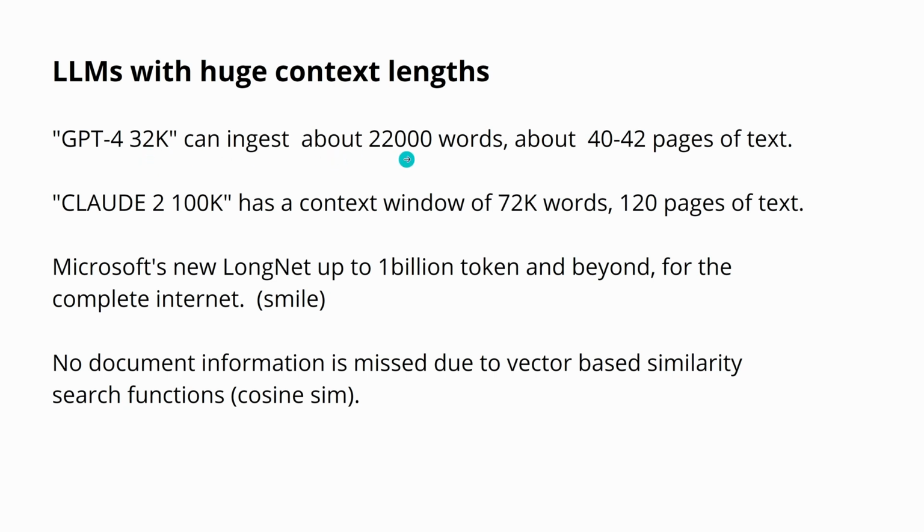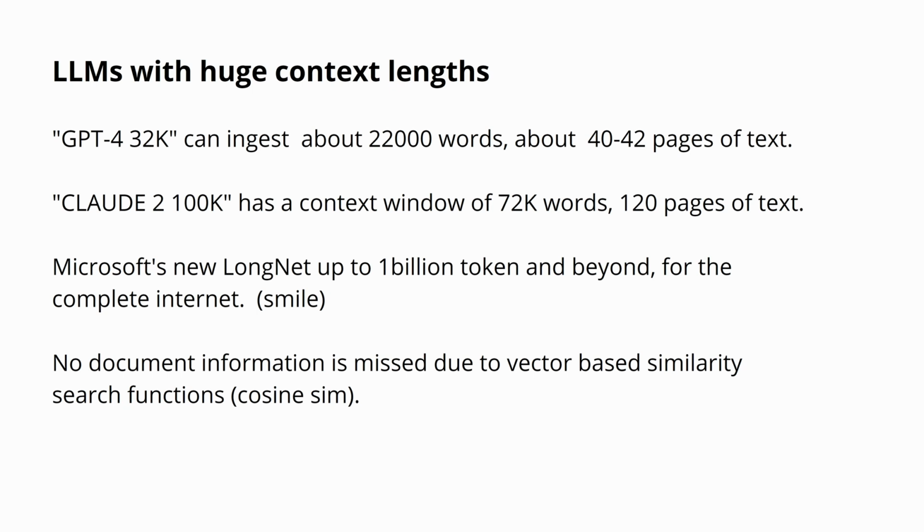This is about 22,000 words, or depending on the size, 40 to 42 pages of text. Or if you take Claude 2 with 100K token length. These are about 70 to 72,000 words, or about 120 pages of text. This could be a small booklet that you can have in the input prompt to Claude 2.